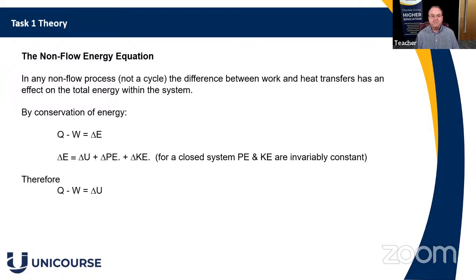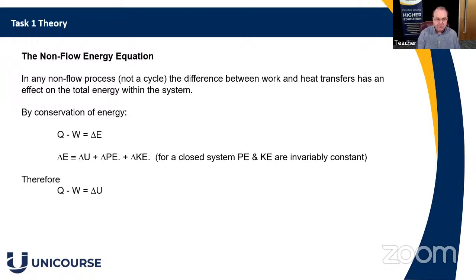Right, carry on. So by conservation of energy, we have Q minus W, Q being the heat transferred, W being the work transferred in and out of the system. And because we have not gone through a cycle, that's going to result in a change in the energy within that system. And we call that delta E.